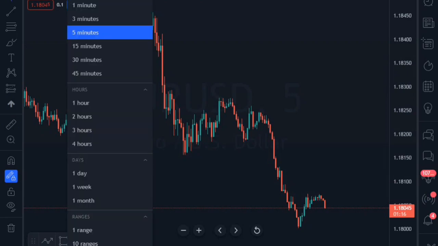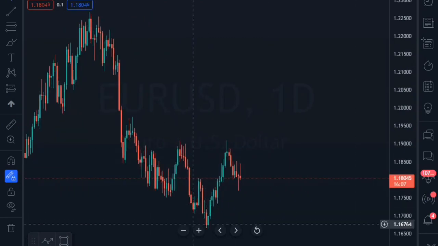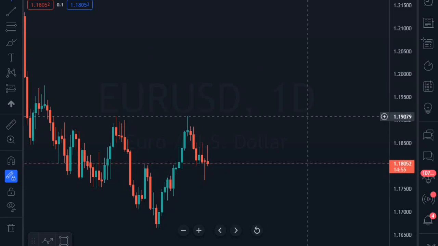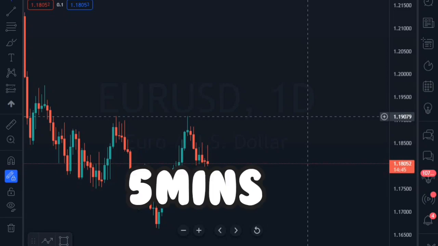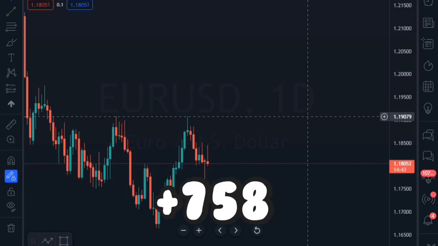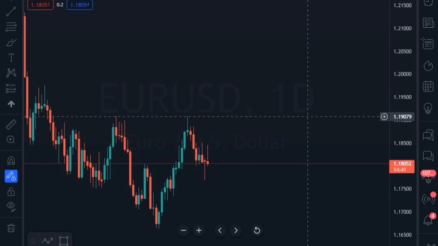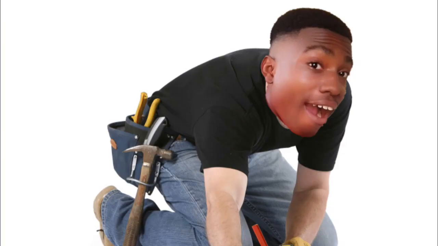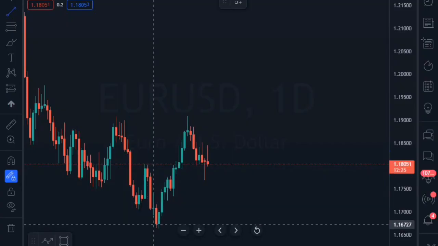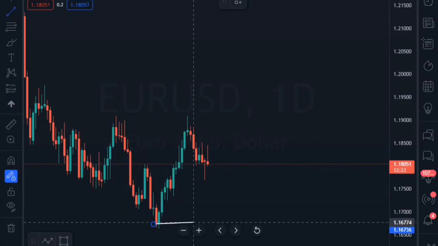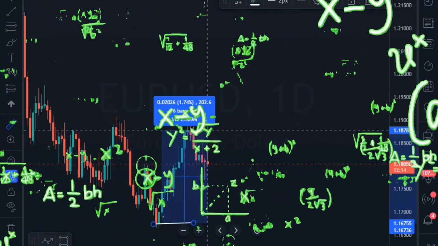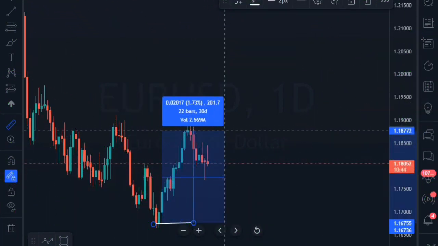Let me go to the daily time frame, and let me zoom in. I'm going to measure how many days it will actually take. On XAUUSD, that was literally 5 minutes and we had 758 pips. Well, let's try it on our normal EURUSD. I'm going to start my measurement from here. It turns out that in 11 days, you are still not able to get 700 pips.